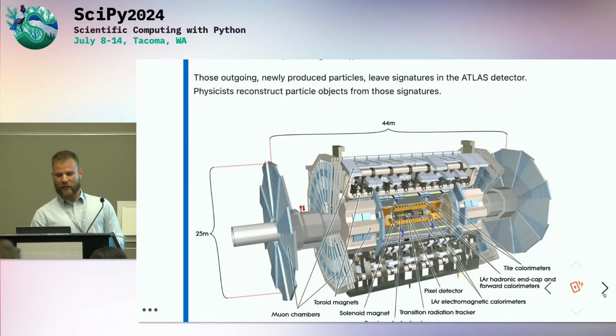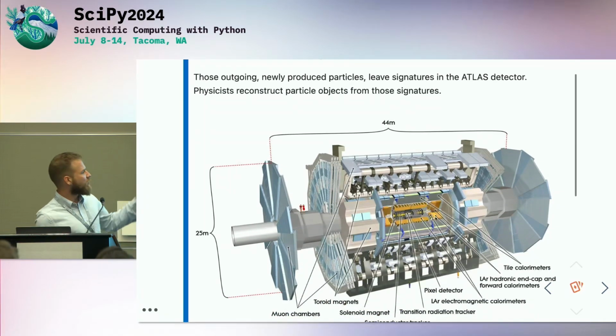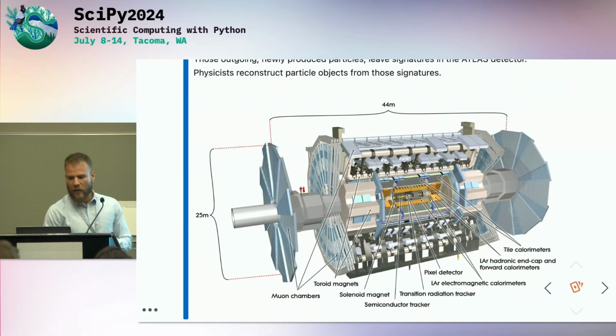So the ATLAS experiment, it's what we call a particle physics detector. I don't need to show the words again, I can just tell you. So it's a particle physics detector, and it's huge, right? It's 44 meters in length and 25 meters high. It's like a cube. But it's a complicated machine that has a lot of sub-detectors inside. And every sub-detector is made to register signatures of particular particles.